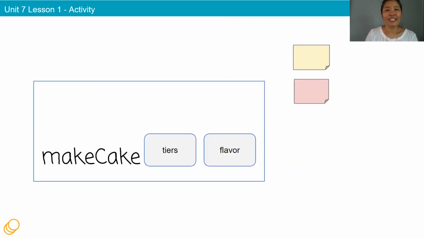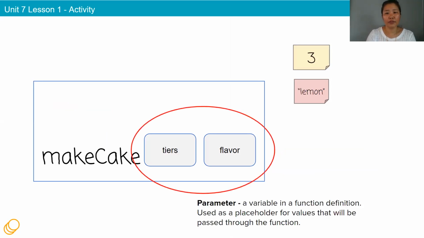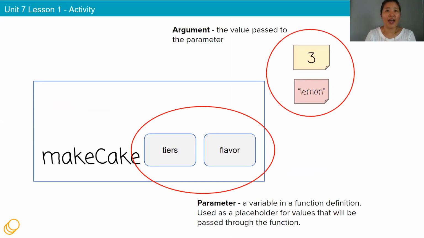Let's review. This is a function. This should look familiar to you, except it does have a few extra parts. First, the parameters. They are used as placeholders for values that will be passed through the function. And the argument, the value passed through the parameter.